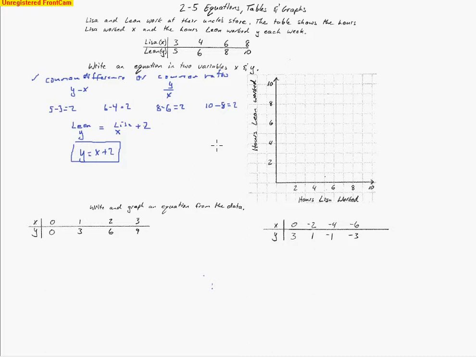Now we get to graph it. When I'm graphing it, I have my axes set up where my horizontal axis is Lisa's hours worked, and that's 3 spaces over, and then Leon's hours worked is 5 spaces up. So it's right in between the 4 and the 6 there. And then I move on to the next one. It was 4 hours for Lisa, 6 hours for Leon. And then it's 6 hours for Lisa, and then I'm going up 8 hours, and then over 8 hours for Lisa, up 10 hours for Leon.